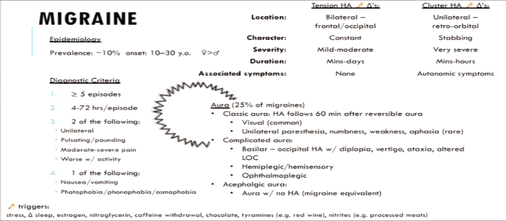And the duration is a little bit different, but it varies a lot. Sometimes it can be short, just a few minutes at the end of a day, or it can last for days as well and become chronic. Really, what you're looking for is no associated features, so no aura, okay, no neurological symptoms.